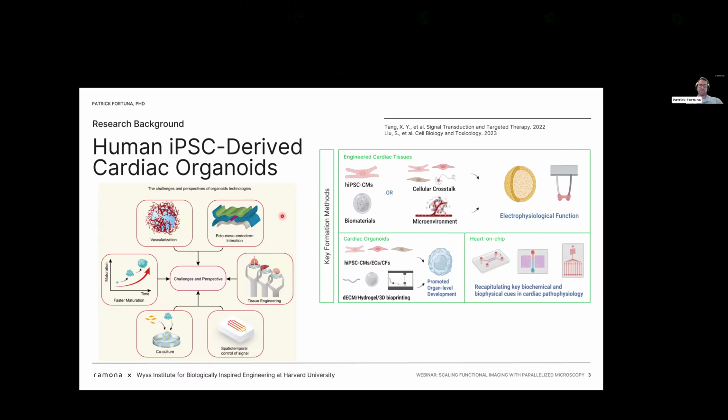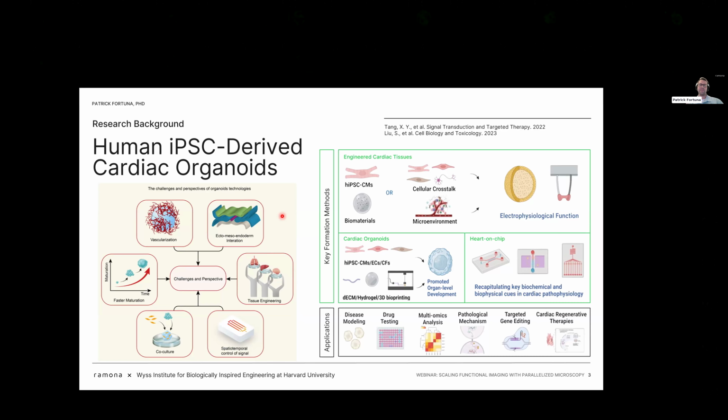And then you get deeper into more complex systems like generating cardiac organoids, where you're combining these different cell types together with different hydrogels. And also, if you want to better mimic biochemical, biophysical cues, people have also been using heart-on-a-chip devices. So what's nice across all these different paradigms is that people have been using these to better study disease modeling.